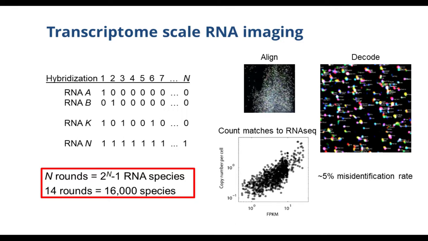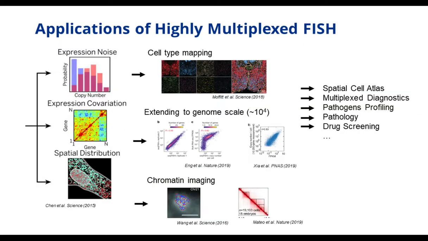And then we tried to compare the number of dots for each RNA species, for example, to RNA-seq here. And what we see is that the number of dots actually agrees very well with the RNA sequencing results, with a Pearson correlation of about 0.7, indicating that the dots that we are counting are highly reliable.